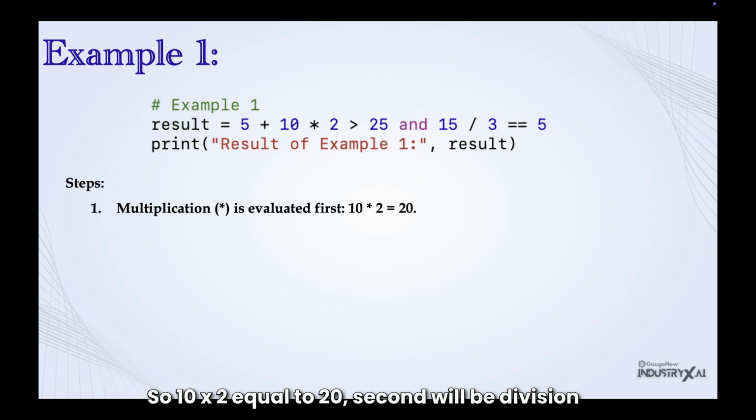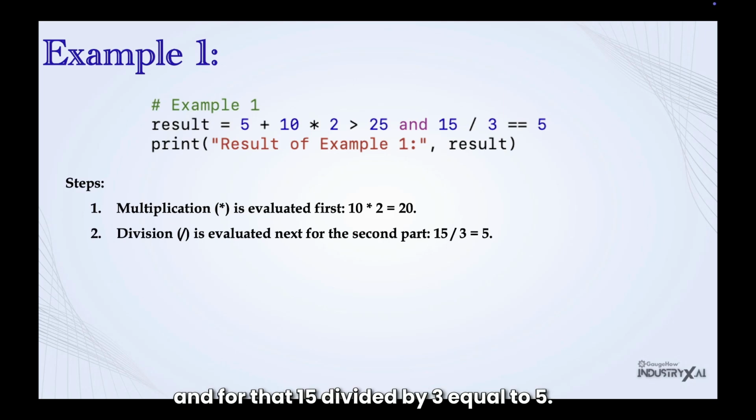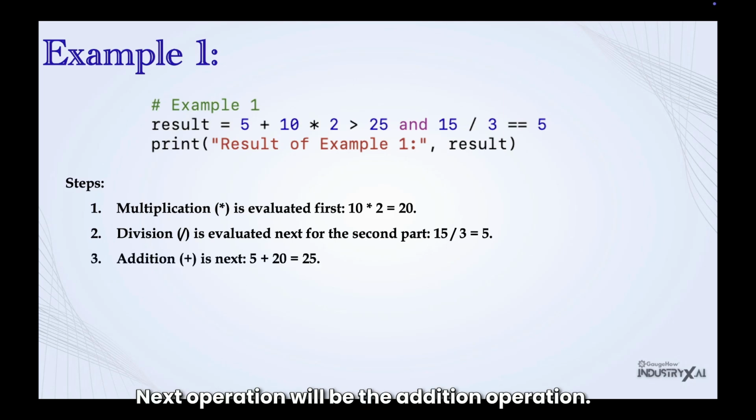10 into 2 equals 20. Second will be division, and for that 15 divided by 3 equals 5. So in place of 10 into 2 we get 20, and in place of 15 divided by 3 we get 5. Next operation will be the addition operation. So 5 plus 20 equals 25.